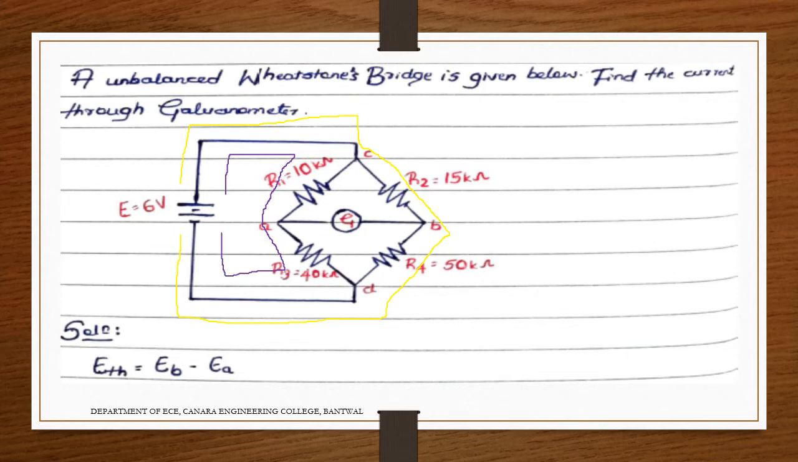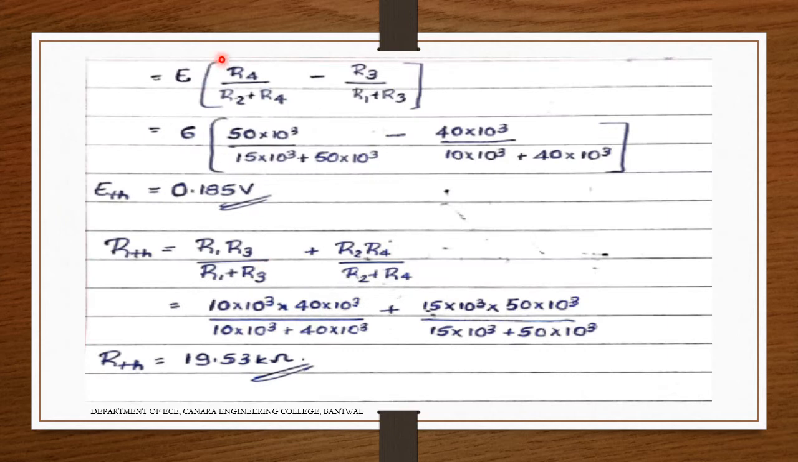Okay, EA is this one, EB is this one. When we are considering EB, we have to consider this is not there, and when we are considering EA, we are considering this is not there. So now EB is equals to, you can see here, EB is R4 divided by R2 plus R4.